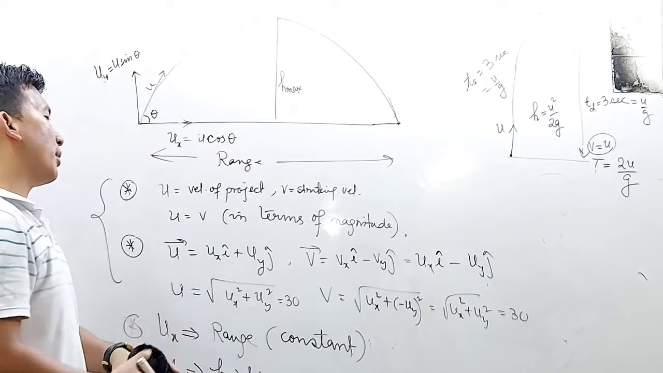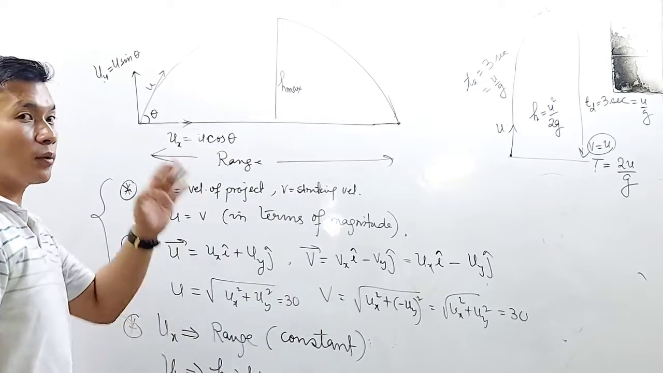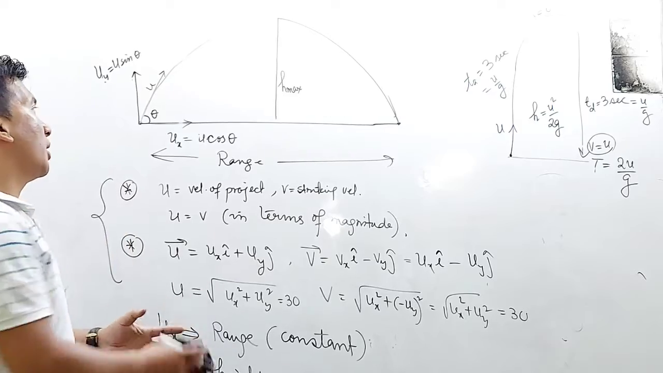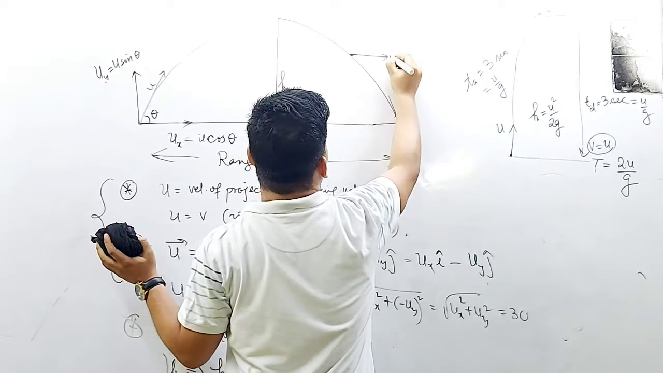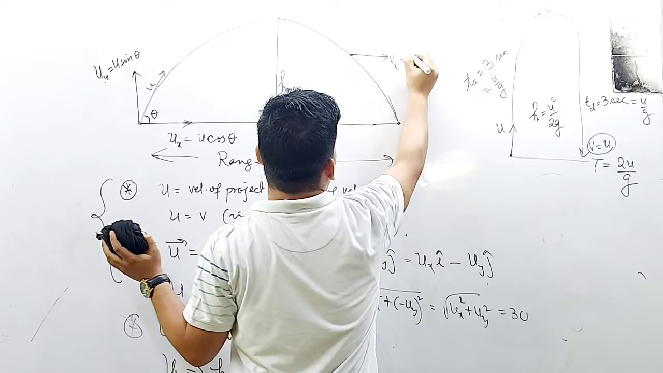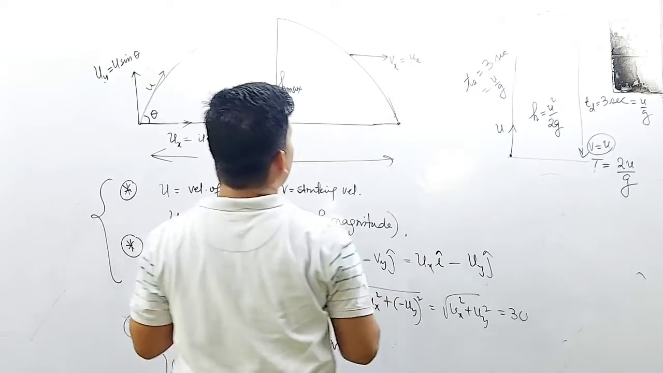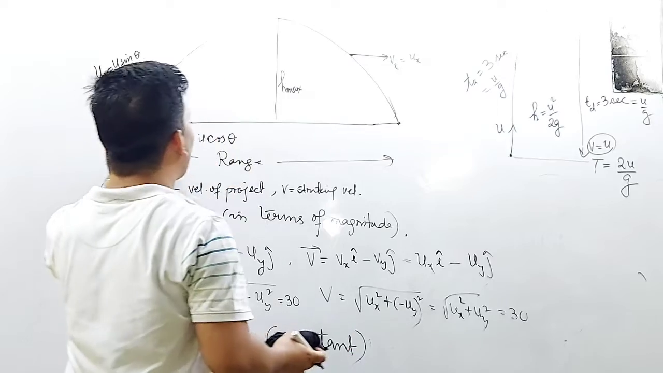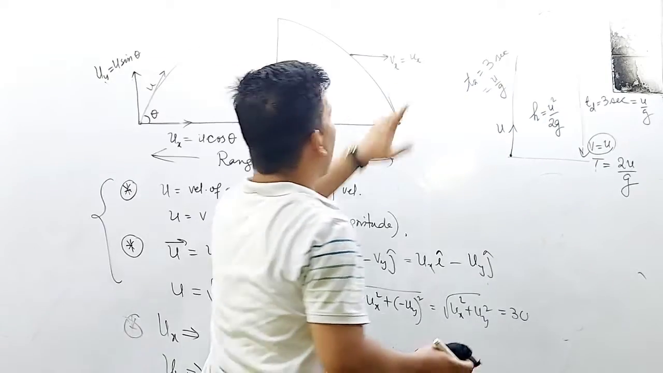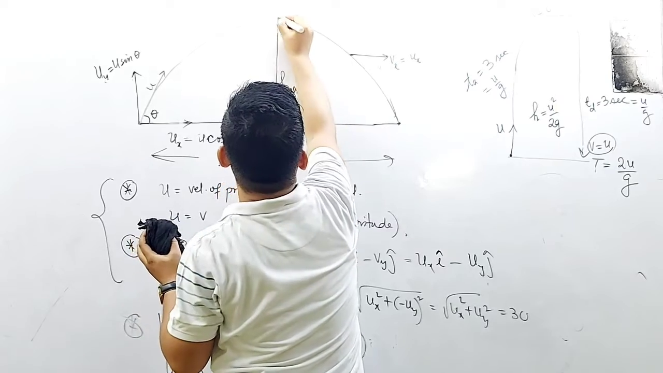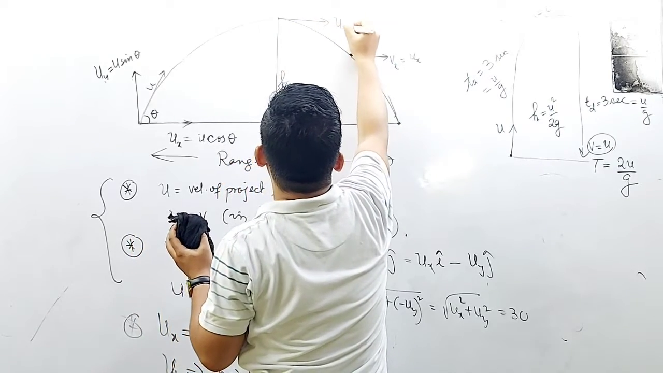Your horizontal velocity component will remain constant. It will not be changed. If you consider over here, this is the horizontal velocity component, this is vx, and this is equal to ux, the initial horizontal velocity component. At this point also we will have ux.